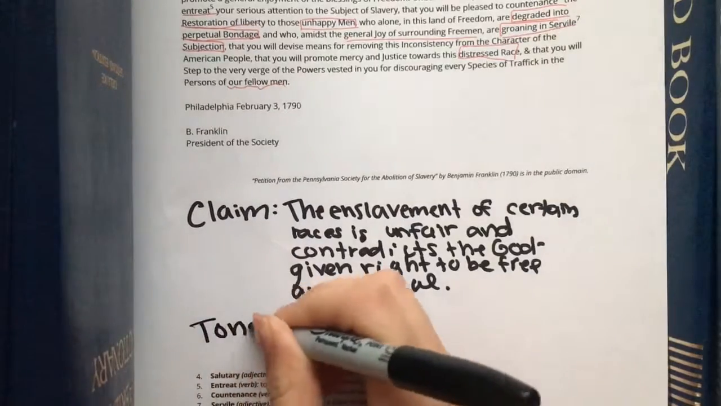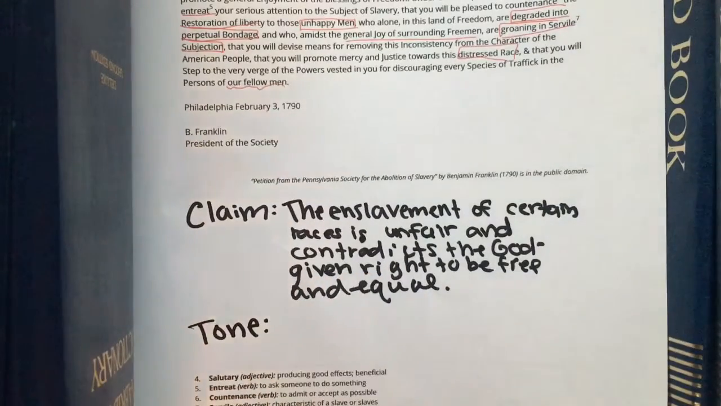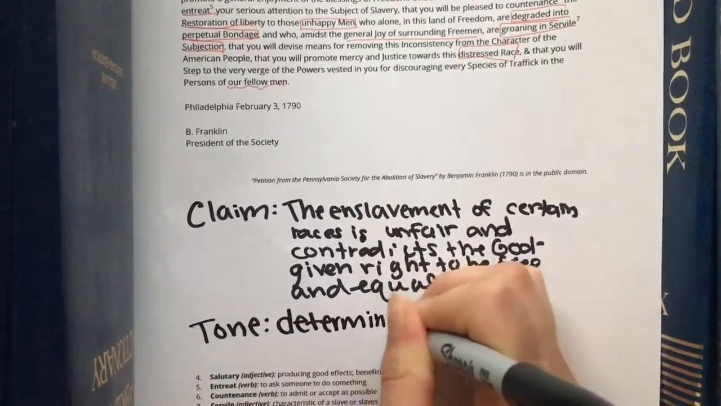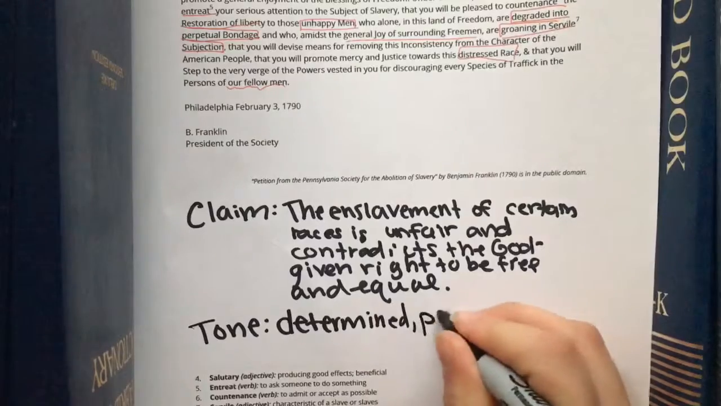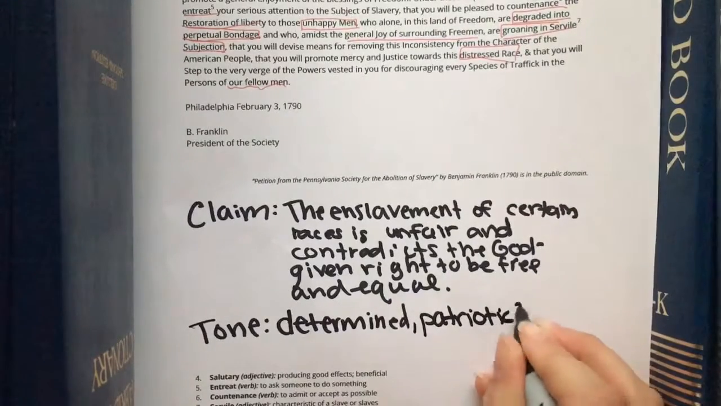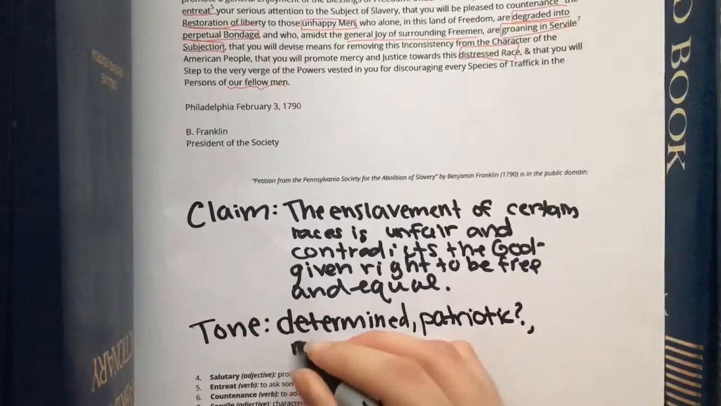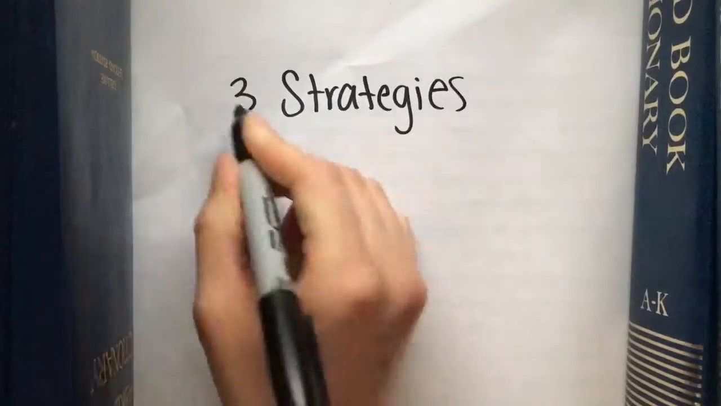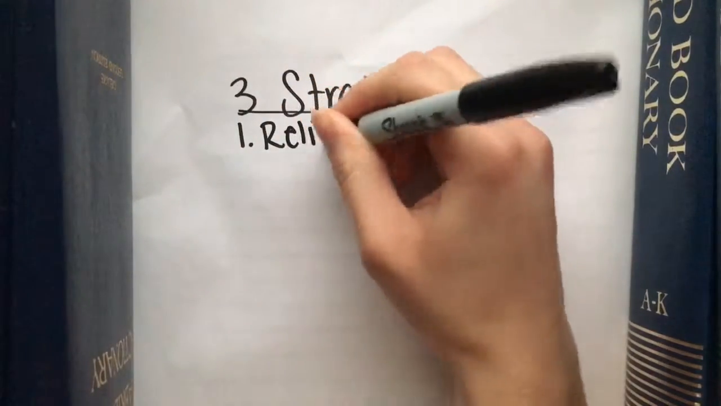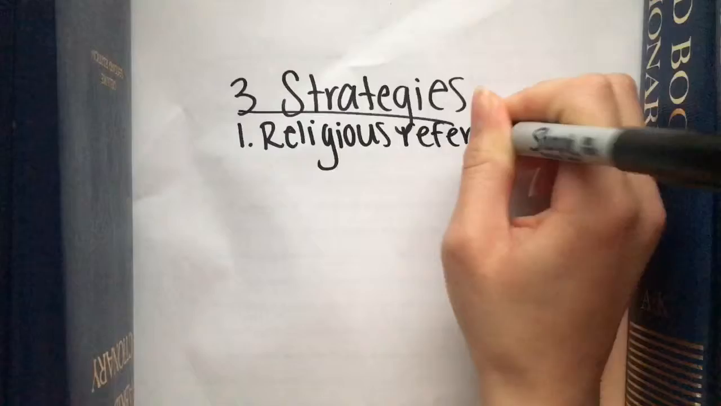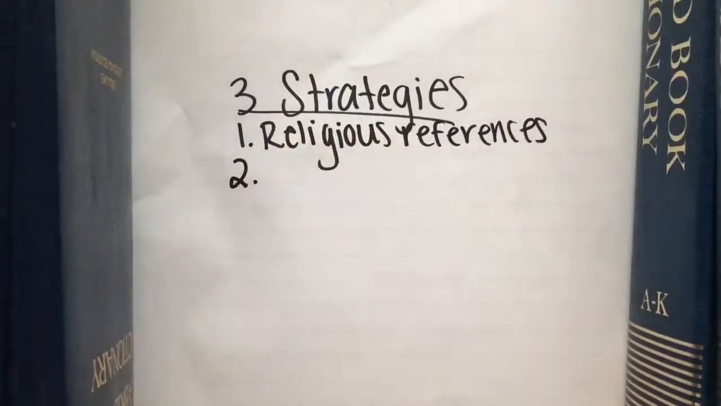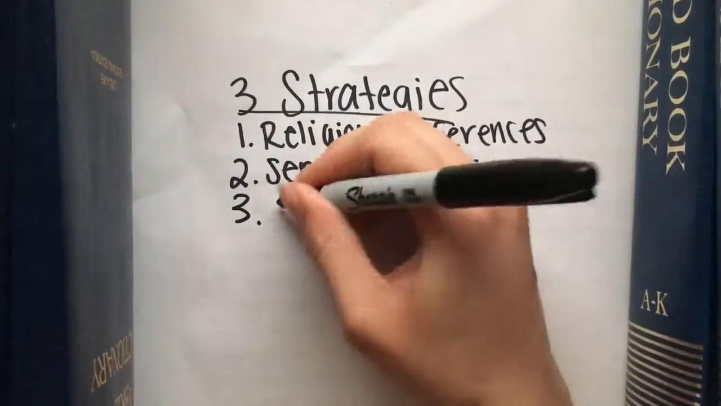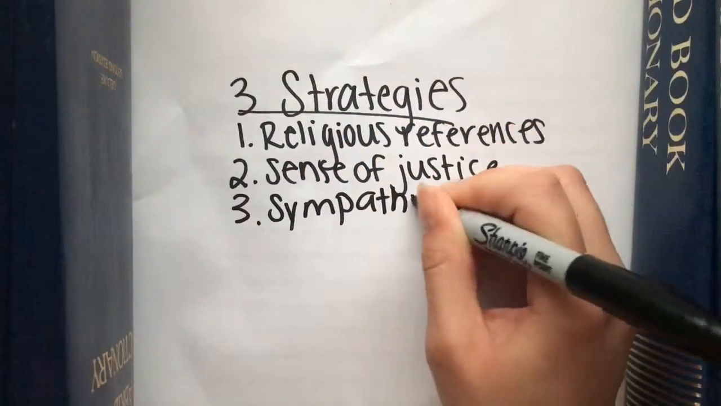You can now determine the tone of the piece as well. The tone is mostly determined to banish slavery, but also patriotic in the sense that it mentions liberty and freedom quite often, and moralistic in that Benjamin Franklin truly believes that it is morally incorrect to enslave people. The three main strategies that Benjamin Franklin used in this text that I found were religious references, an appeal to the people's sense of justice, and an appeal to the people's sympathies towards the enslaved.